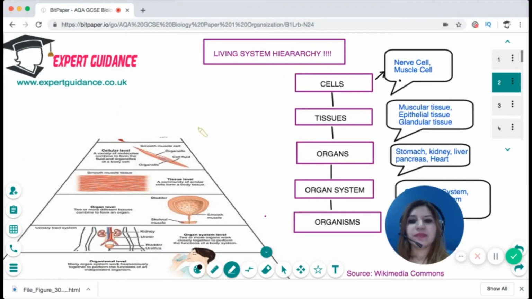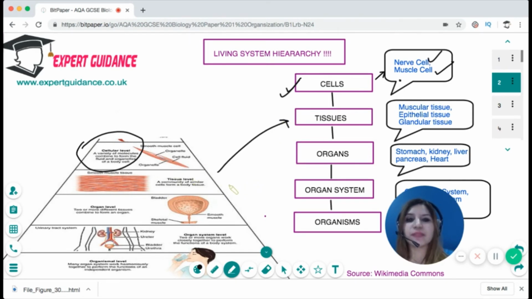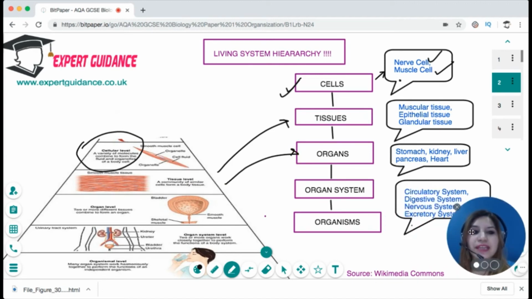Okay? Now, in the previous unit, we studied the cell, which is the basic structural and functional unit of the body. Examples are nerve cells and muscle cells. When a group of cells combine to perform a specific function, that becomes a tissue. When groups of tissues combine to perform a specific function, it becomes an organ. And when groups of organs combine to perform specific functions, that becomes an organ system. An organism is nothing but a collection of different organ systems.